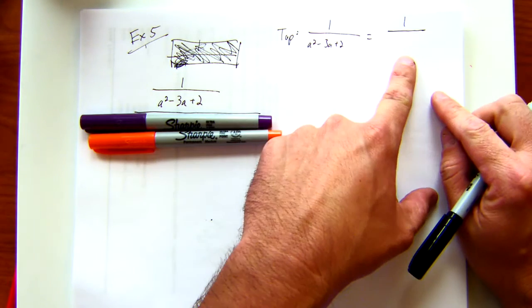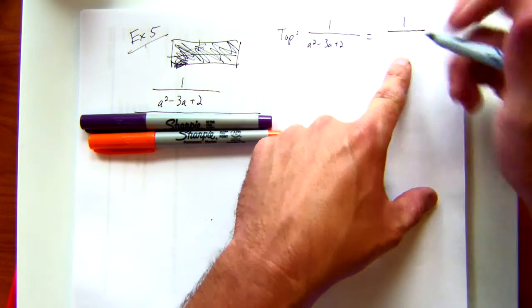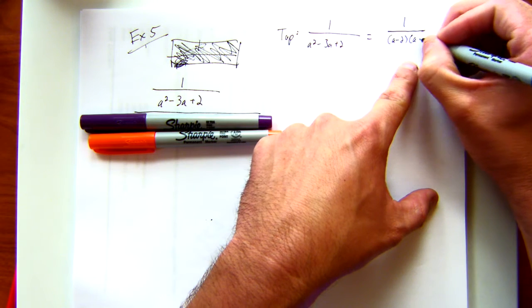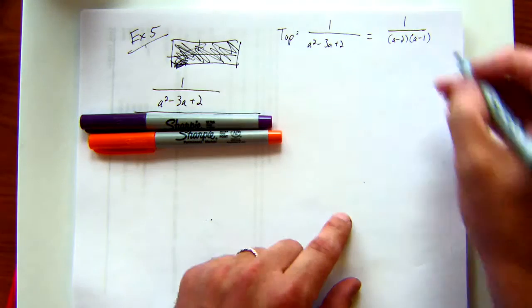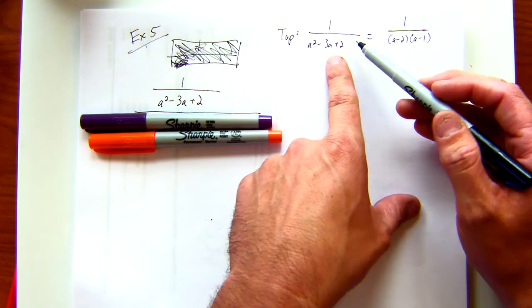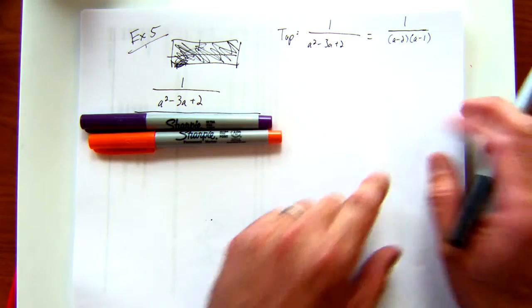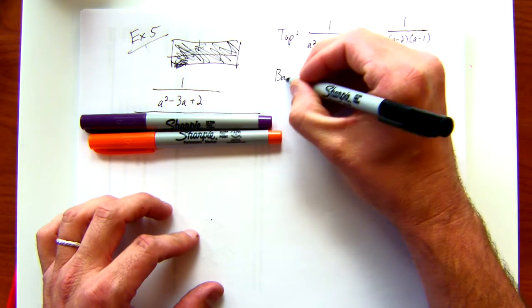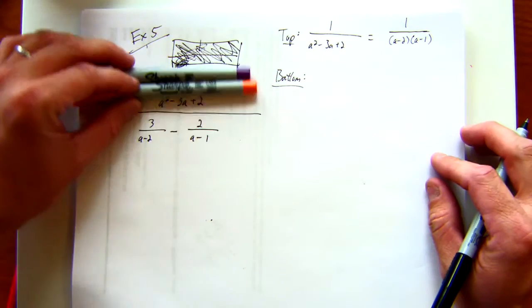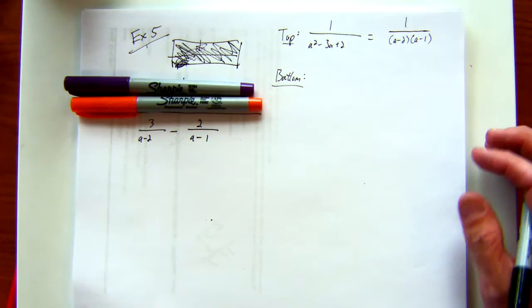Right. Be careful, though. You want to keep it as a fraction. So it's 1 over a minus 2 times a minus 1. So I didn't have to add or subtract the top. I just had to factor the top. That's the top. Now let's simplify the bottom.